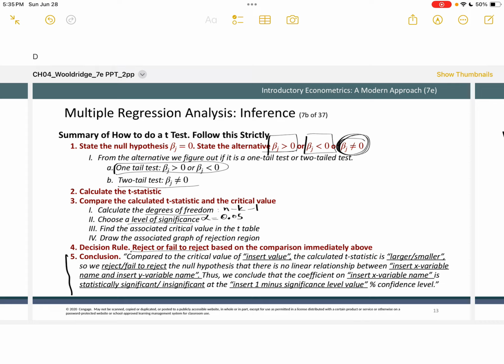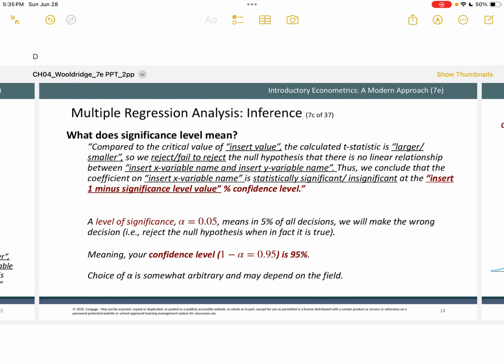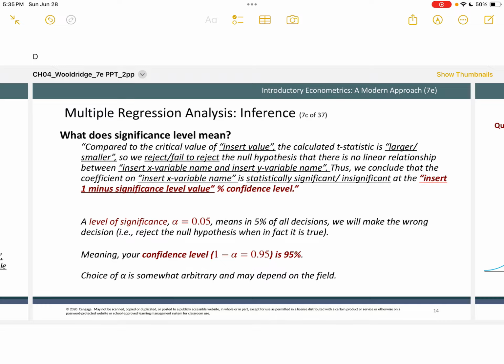I wrote a generic conclusion here for those who are interested to learn how to write these conclusions so they sound nice. You can pause the video here and take a look at it, but I'm going to move on. We already talked about this.